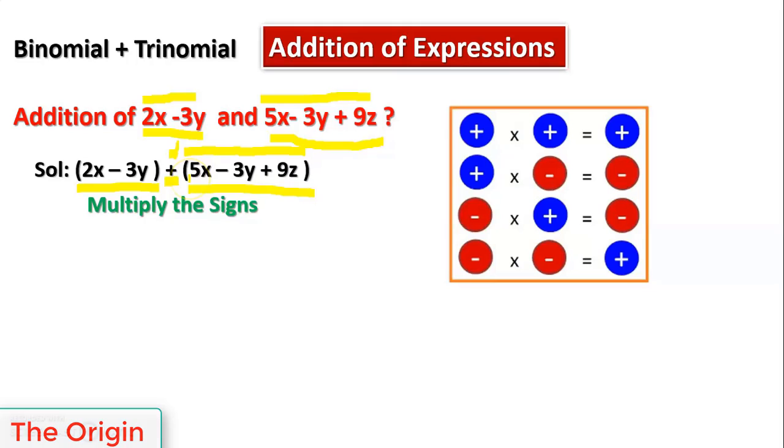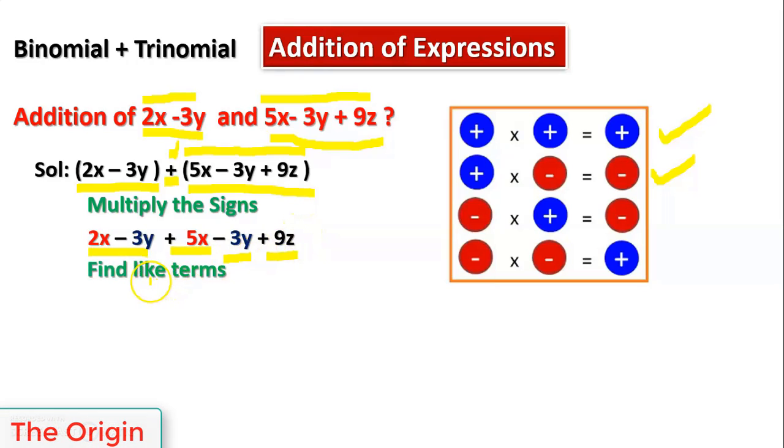Plus into plus, plus. Plus into minus, minus. Plus into plus, plus. Look at here once: 2x minus 3y, I remove the brackets here, plus into plus, plus 5x, plus into minus, minus 3y, plus into plus, plus 9z. After multiplication of the sign, I remove the brackets here.